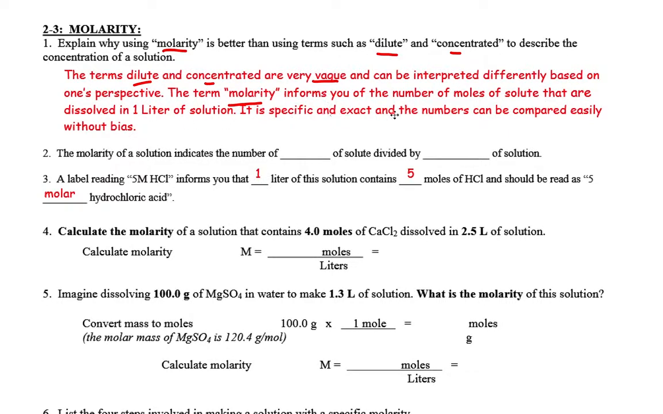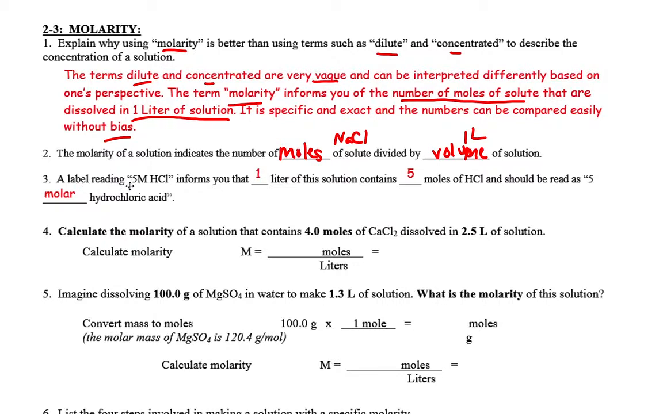Molarity is very mathematical. It tells us how many moles of solute, stuff dissolved, are in 1 liter of solution. So it's an exact value. We can compare numbers easily, and there's no bias and no interpretation. Number 2, the molarity of a solution indicates the number of moles of solute. So if I'm making salt water, how many moles of salt do I have dissolved in a certain volume of solution? Usually the volume is 1 liter.